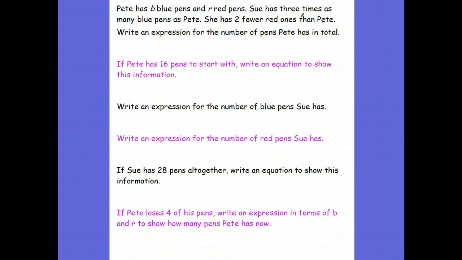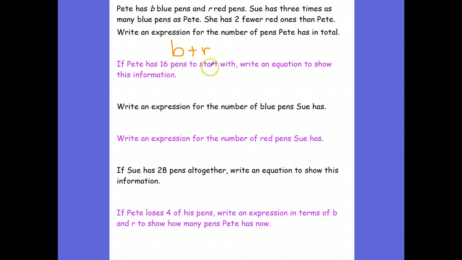Okay, first question. Write an expression for the number of pens that Pete has in total. Well, in total means we have to add the number of blue pens plus the number of red pens. So in this case, we don't write an answer. We don't write a number because we can't write a number. We write an algebraic expression. So it's B plus R. So in algebra, you're not writing an answer in the sense of being able to say exactly how many pens Pete has. What you're writing is the expression that tells you how to find it.